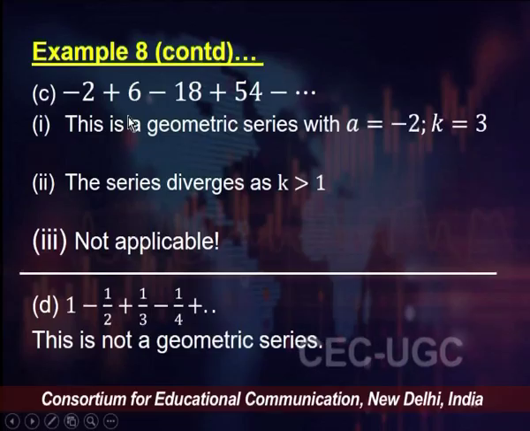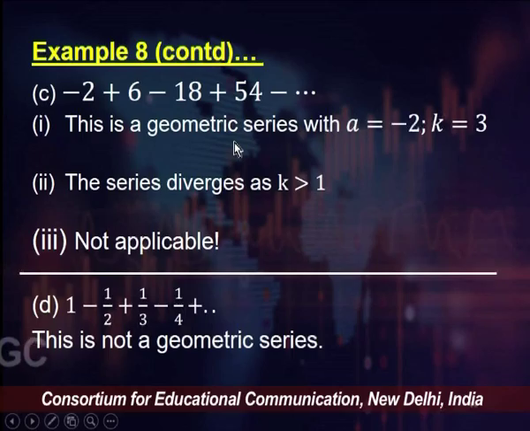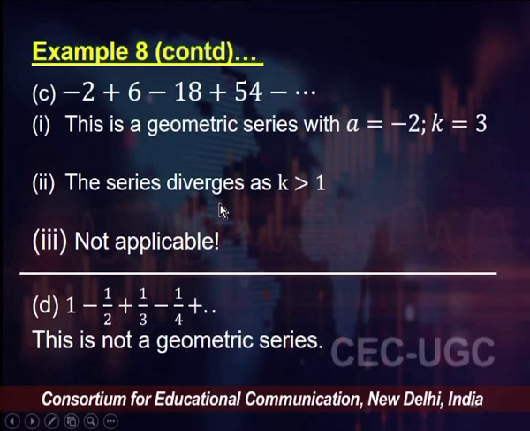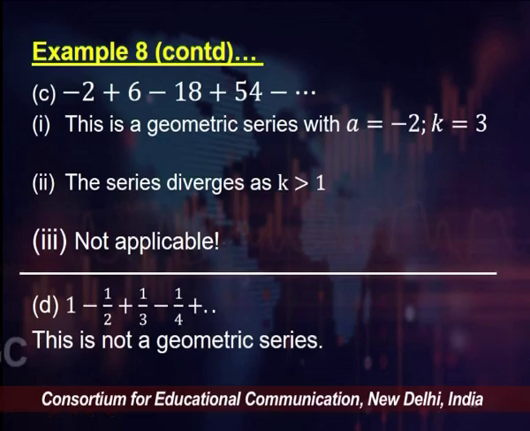You have minus 2 plus 6 minus 18 plus 54 minus and so on. Again, this is a geometric series with the common ratio being 3. The series diverges in this case because the common ratio is more than 1, and because it diverges, we do not have to do the third part where we have to find the sum. So clearly this series is diverging, and we are not concerned with the third part. And this series that you have here in part D is clearly not a geometric series, so the rest of the question does not apply.